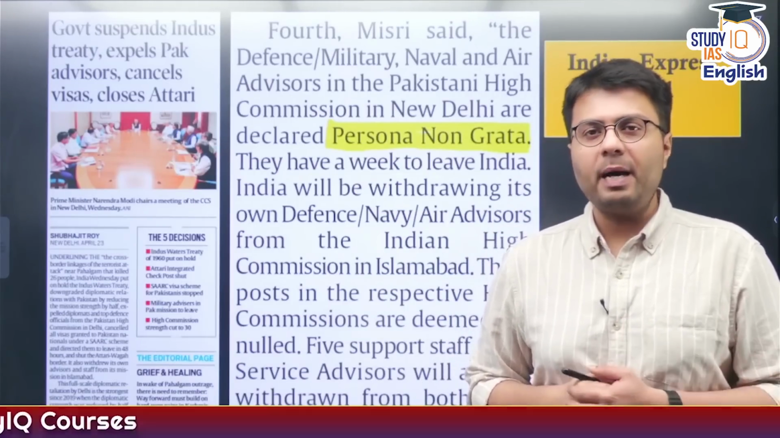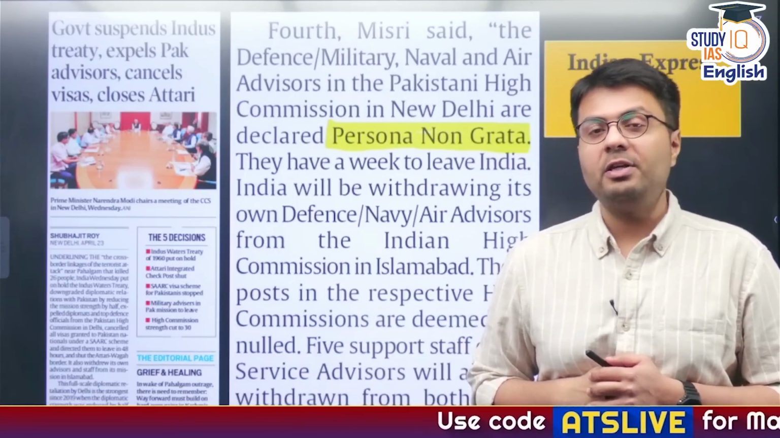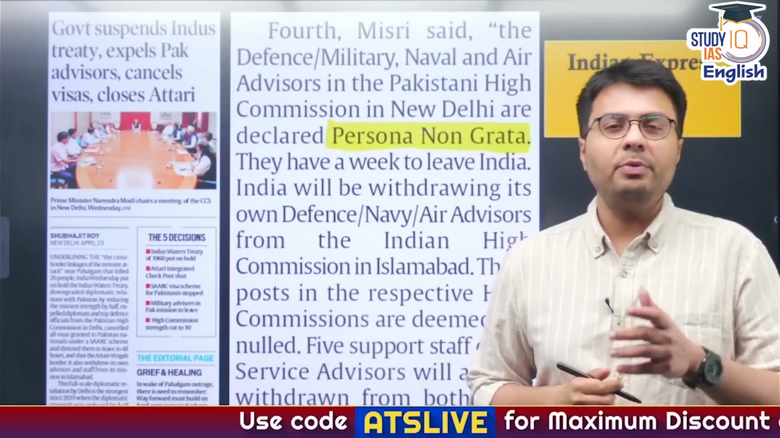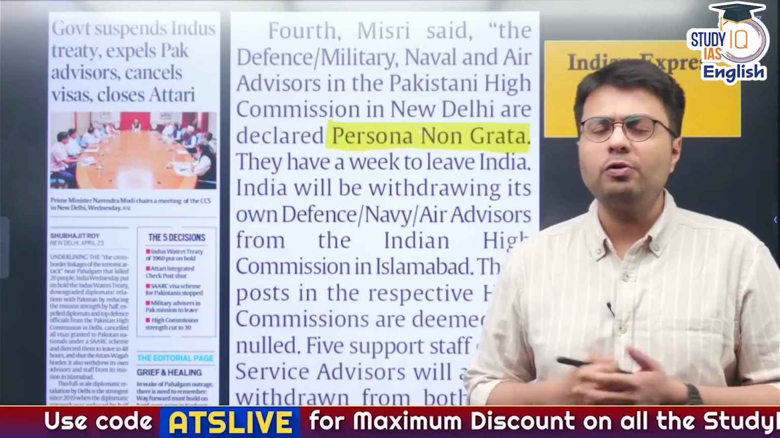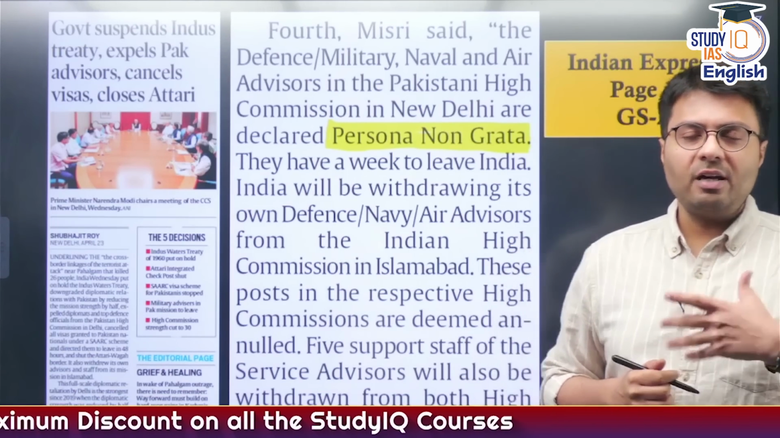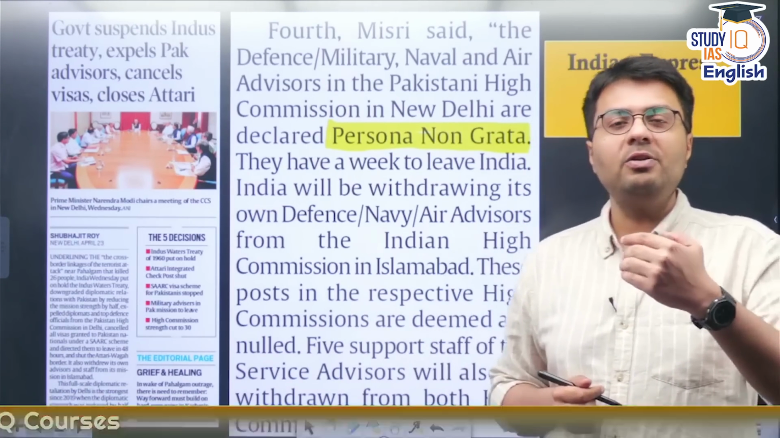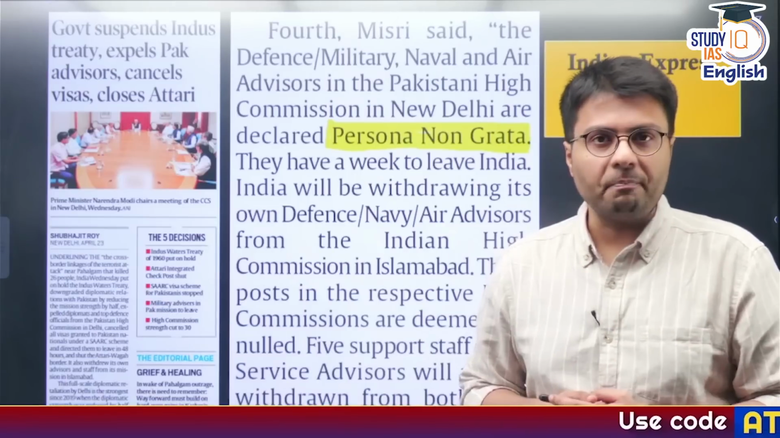Now we understand that a few days back there was a brutal terrorist attack on innocent civilians and tourists in the city of Pahalgam, and this left 26 Indian citizens and also a few foreign nationals dead. Now this attack was an attack not just on the tourists but an attack on India, and naturally the Indian government had to retaliate against Pakistan with something.